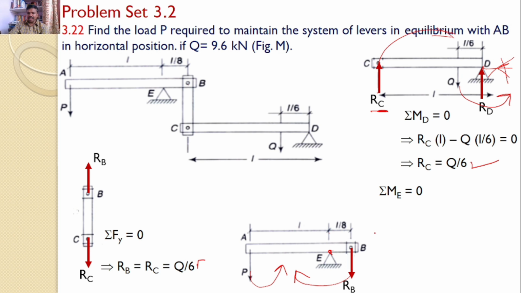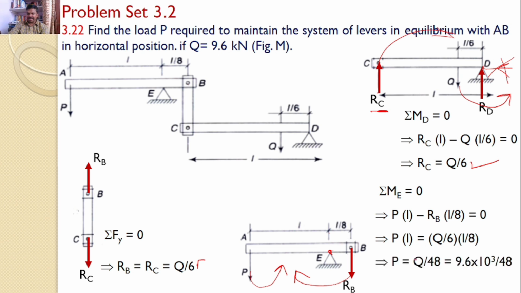Now sigma ME is equal to 0, then I can find P into L minus RB into L by 8 is equal to 0, and I know that RB is equal to Q by 6, and upon substituting I will get P into L is equal to Q by 6 into L by 8, or P is equal to Q by 48. But given that Q is equal to 9.6 kilonewtons, hence 9.6 into 10 cube by 48, which gives the value of P, that is 200 newtons, as the answer for the given problem.